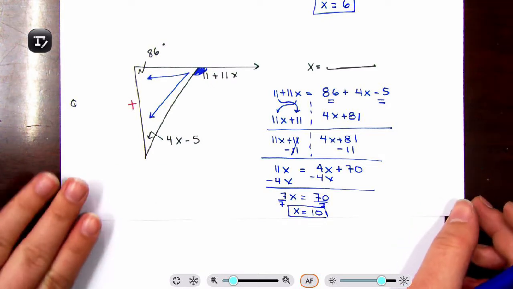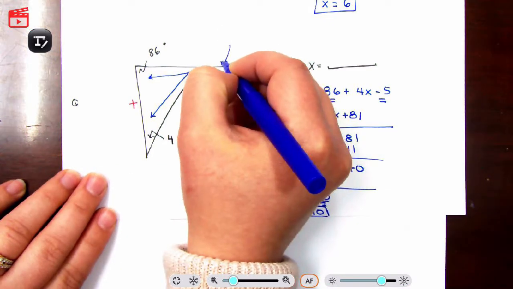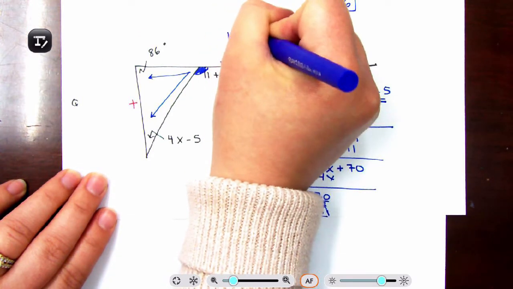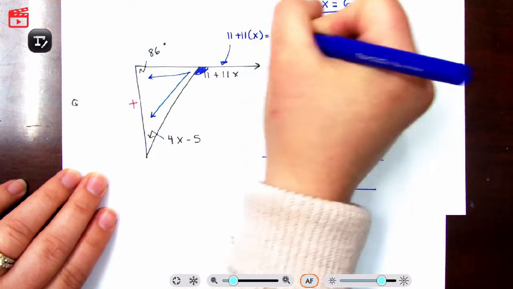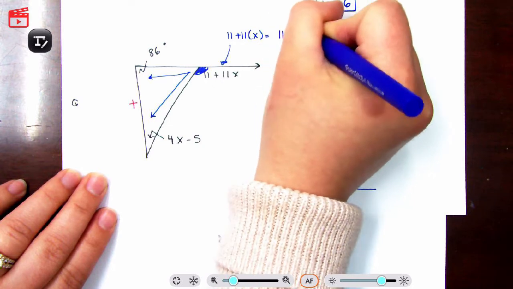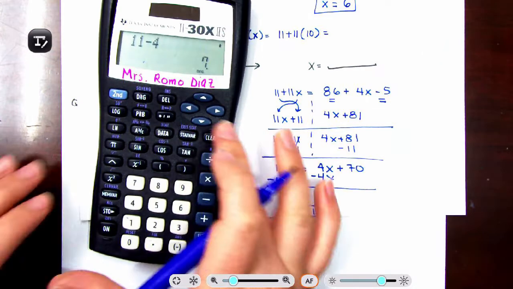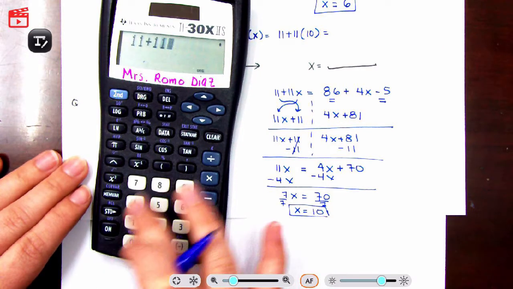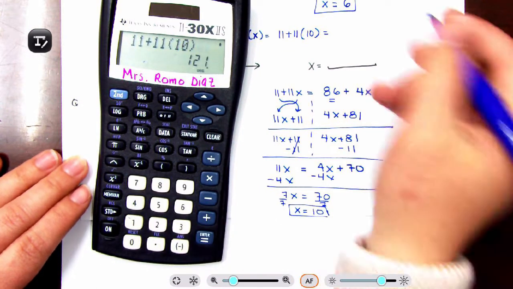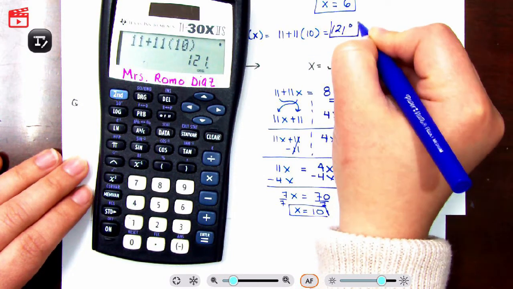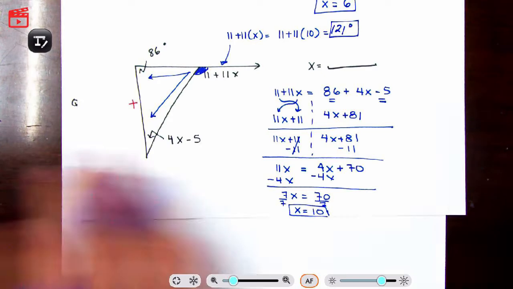Now, if it's asking you, for example, what is the measure of the exterior angle, you just take your x value, plug it in, and solve. In this case, it would be 11 plus 11 times, what did we say, 10. Type that into the calculator. Don't think too much on this. 11 plus 11 times 10. Let the calculator do the hard, difficult work for you. And that would be equal to 121 degrees.